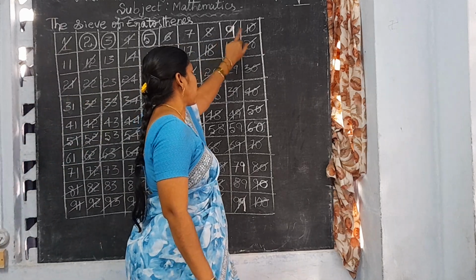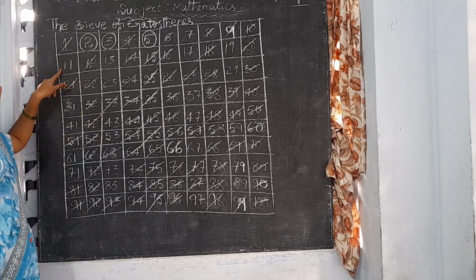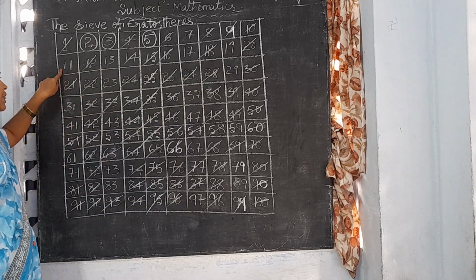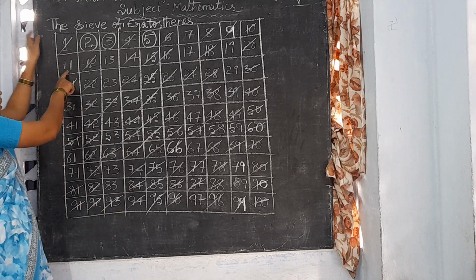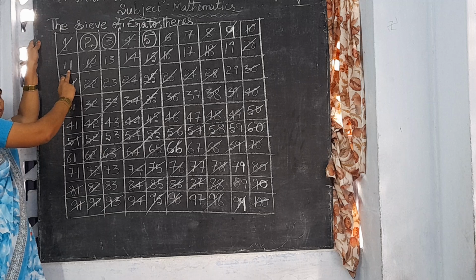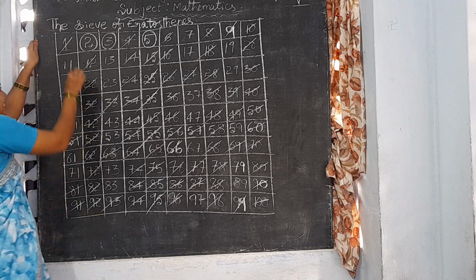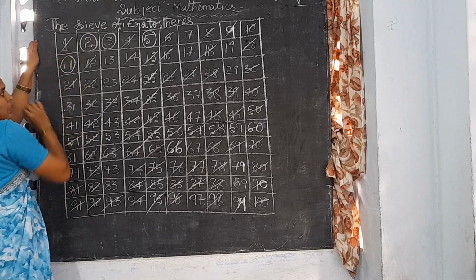9th one already struck off. 10th one struck off. Now you check the 11th one. Strike out the 11th multiples. See, is 11 a prime number or not? It is a prime number because it has how many factors? 2 factors. What are those? 1 and 11. So circle the 11.